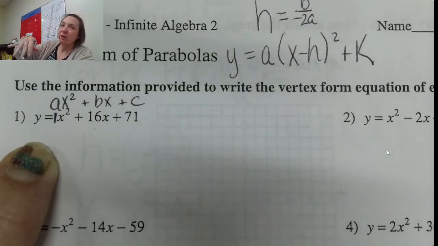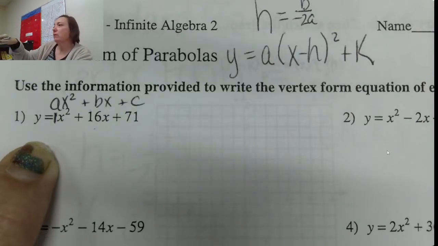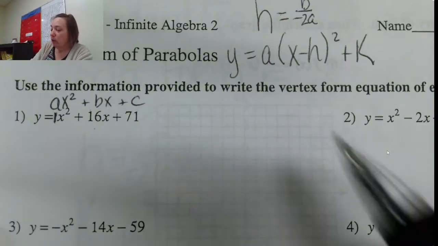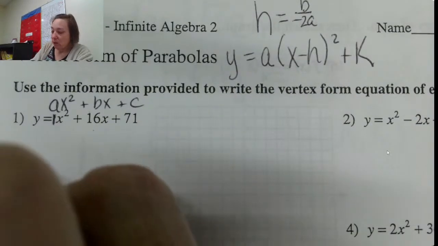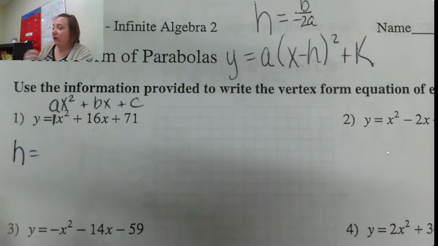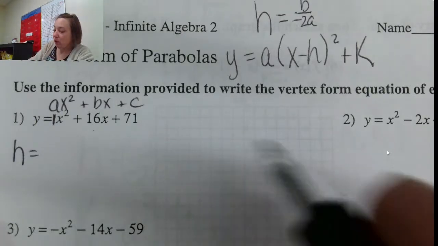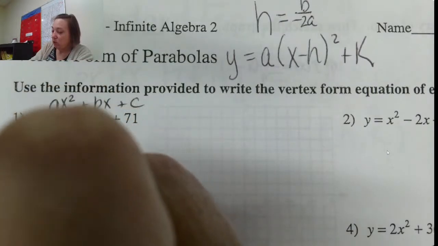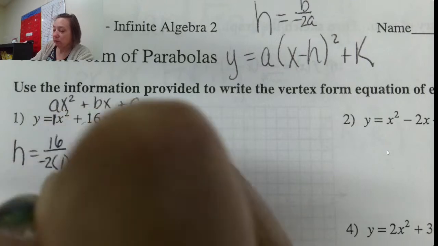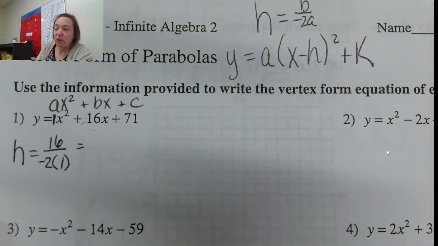Remember, we talked about this the other day, but that's our y-intercept. Okay? So if we're going to put this in vertex form, because that's our goal today, we got to figure out what a vertex is. So to find our vertex, we're going to find h first. So to find h, we're going to take our b value, which is 16, and we're going to divide it by negative 2 times our a value, which is 1. And then we just do the math. So what do we get there?